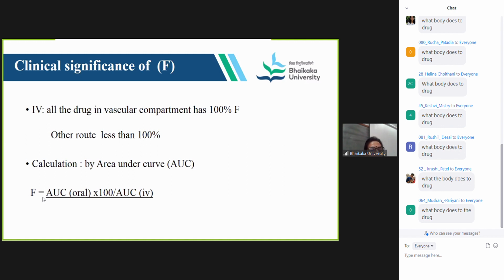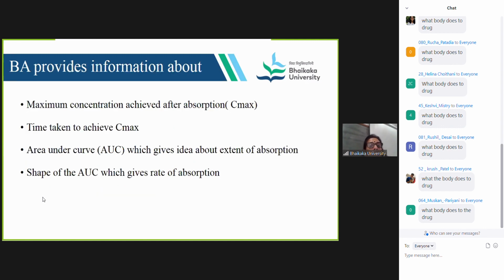You need not remember this formula for how to calculate bioavailability, but when you take the classes on some graphs, you will understand what the area under the curve is and what the importance of the oral versus parenteral route is related to bioavailability. So what is the significance of bioavailability here? It will provide information about the maximum concentration which is achieved after absorption.